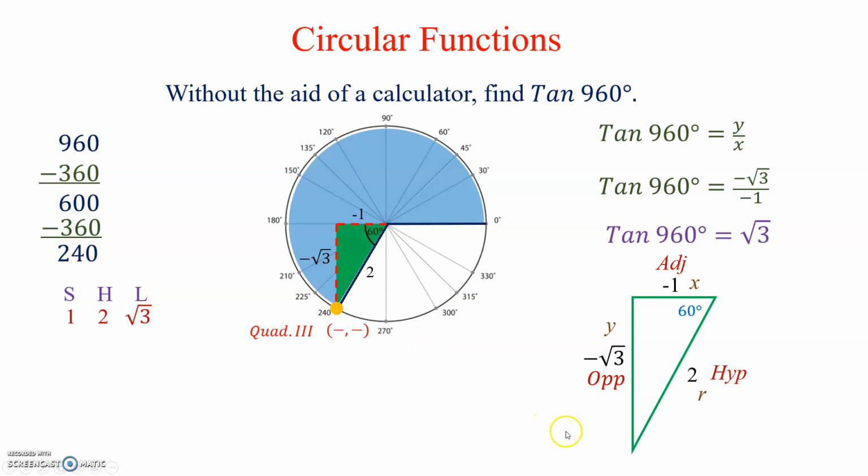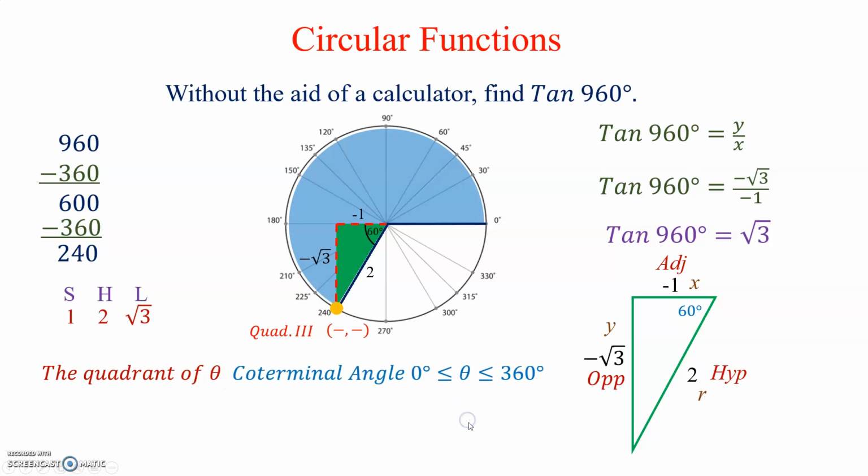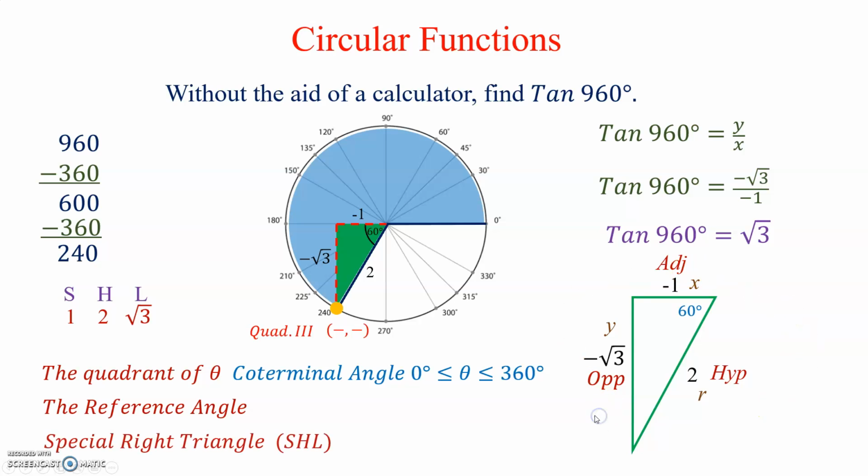So when we look back and determine what it was that we needed to actually answer this question, the first thing we determined was the quadrant. We found the quadrant where the terminal side was by finding a coterminal angle. Next thing we considered was the reference angle. In this case, it was 60 degrees. That was the transition to go to SOH CAH TOA and our special right triangles. So this is the information that we'll need to find to answer any of these questions.